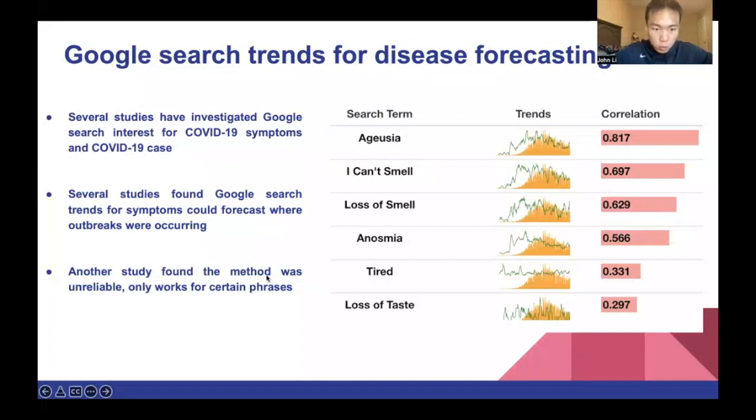So for the graph on the right, the phrase ageusia has a really high correlation value, 0.817, with the actual COVID cases. But for the phrase loss of taste, it only has a correlation value of 0.297 with the actual cases. One thing we need to notice here is that ageusia means the loss of the function of taste, which means the same thing as loss of taste. So the way people formulate their language to search phrases can really make a big difference.